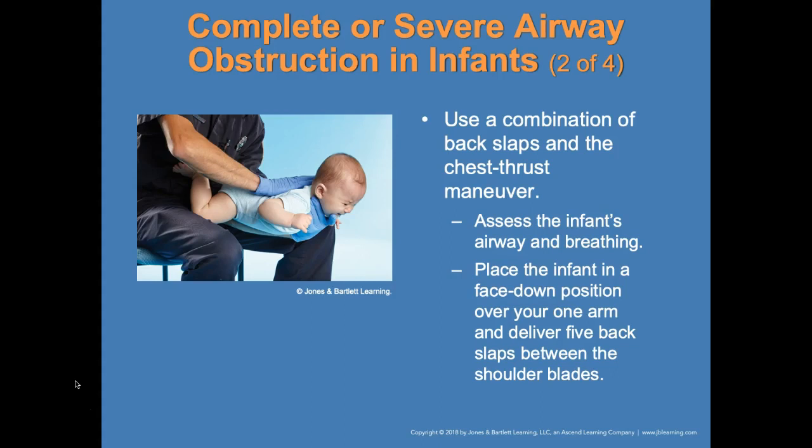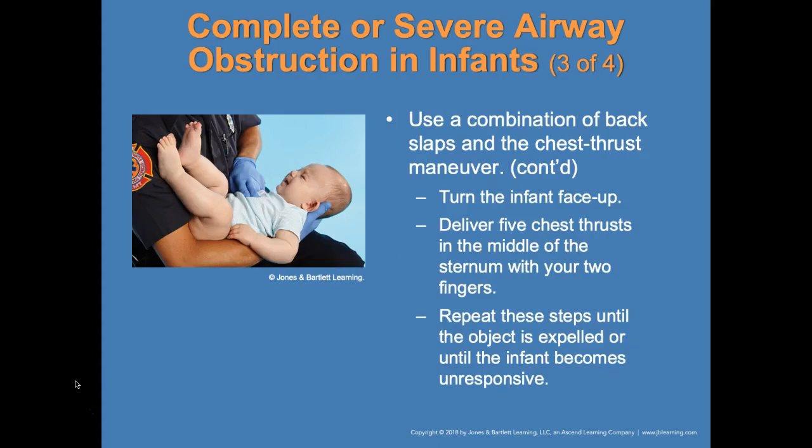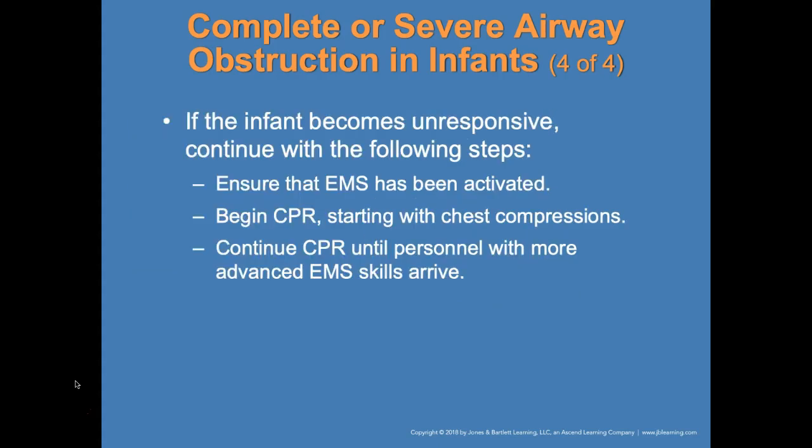So like I said, we're going to assess the infant's airway and breathing. Place the infant in a face-down position over one arm. Deliver 5 back slaps between the shoulder blades. And then we're going to flip him over to our other arm, and we're going to do chest thrusts. 5 chest thrusts to the middle of the sternum with 2 fingers. We're going to repeat these steps until the object is expelled or the infant becomes unresponsive. If the infant becomes unresponsive, we're going to continue by ensuring the EMS has been activated, begin CPR, starting with chest compressions, and continue CPR until personnel with more advanced EMS skills arrive.